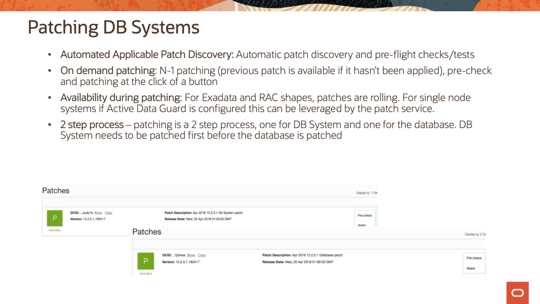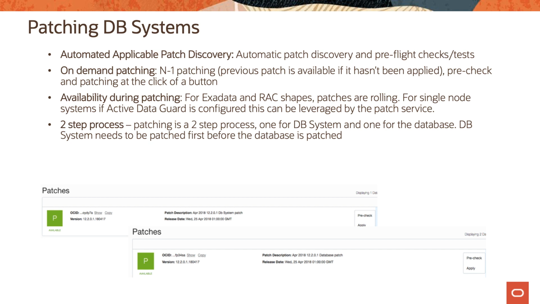Let us now look at patching database systems as part of lifecycle management of OCI databases. OCI will automatically provide you patches on the console. At any given point, you can have n-1 patches available for you to apply on the console. You can run pre-check on the existing patches that are available, and once those pre-check processes run successfully, you can patch your database at the click of a button.